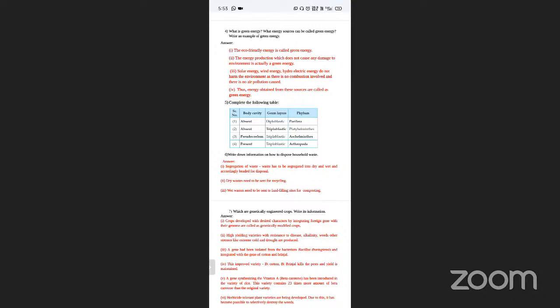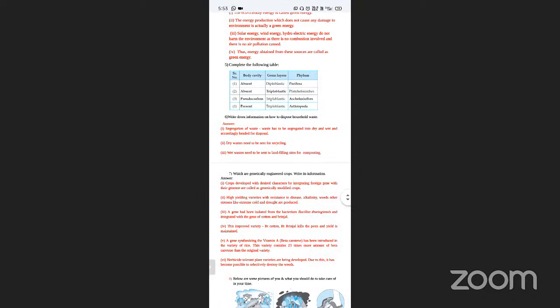Then question number 5 is complete the following table. A table is given to you. In this table, three columns are there. The first is body cavity. The second column is germ layer. And the third is phylum. Some of the points are mentioned over there, and in between there are some blanks. You are supposed to fill up those blanks. It means you have to draw this table completely, and wherever there is empty space, you have to fill in the correct answer. So we'll go one by one.